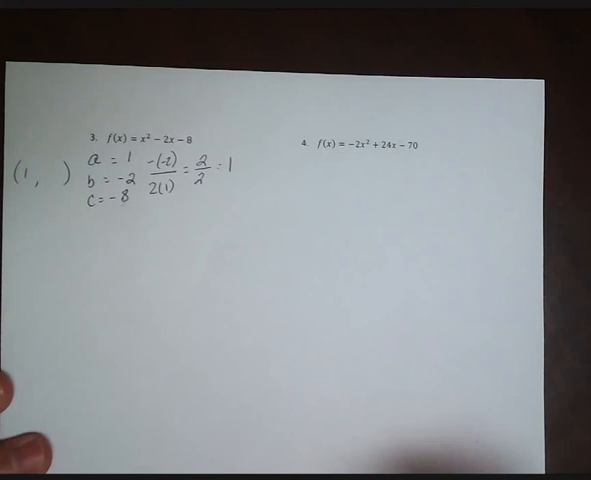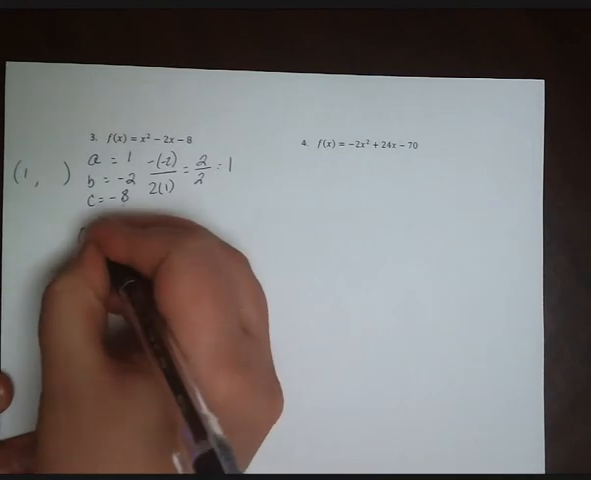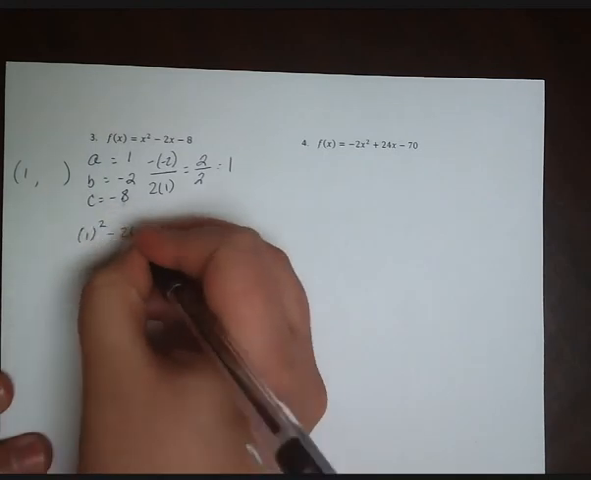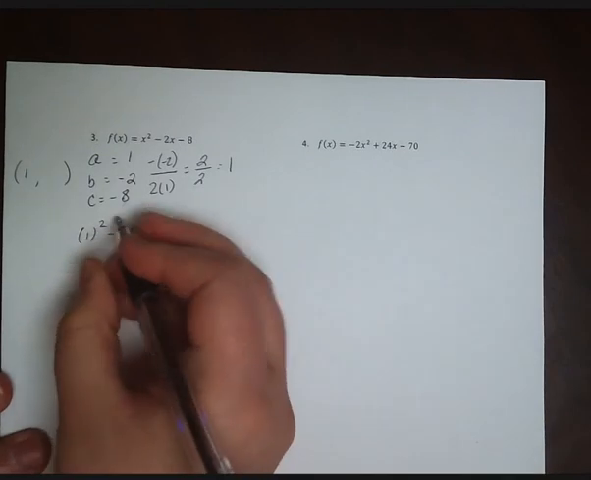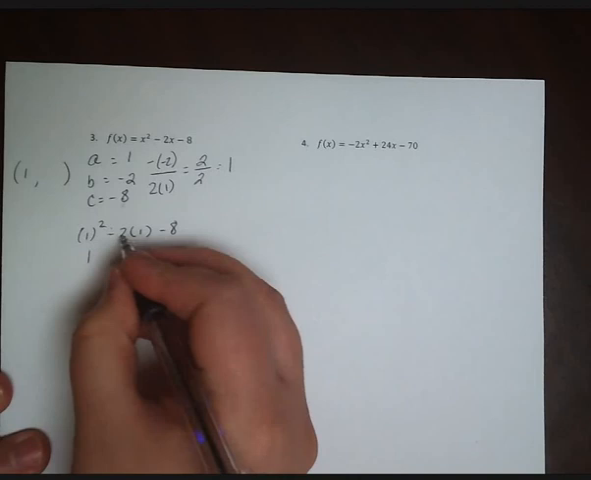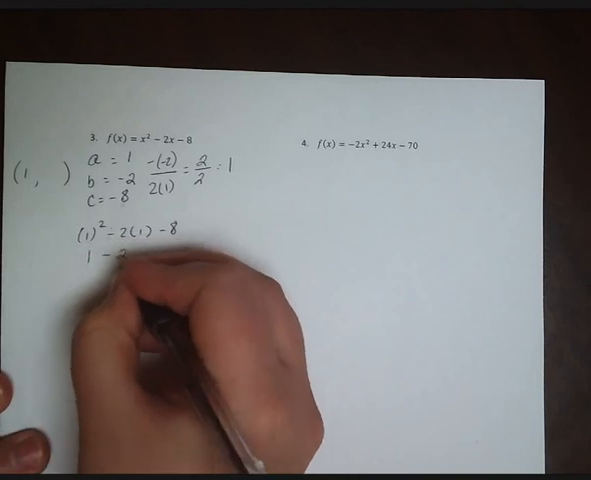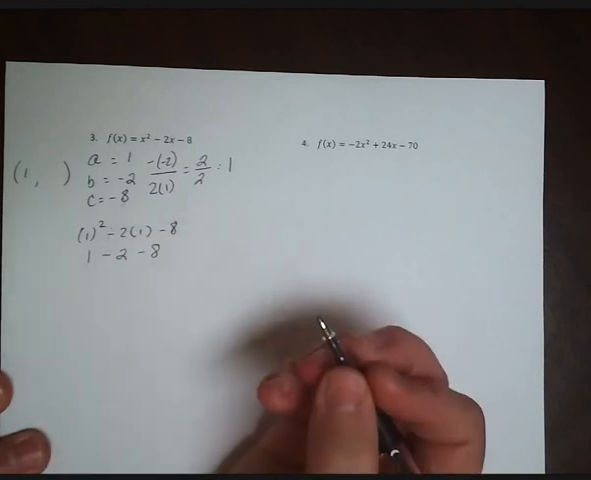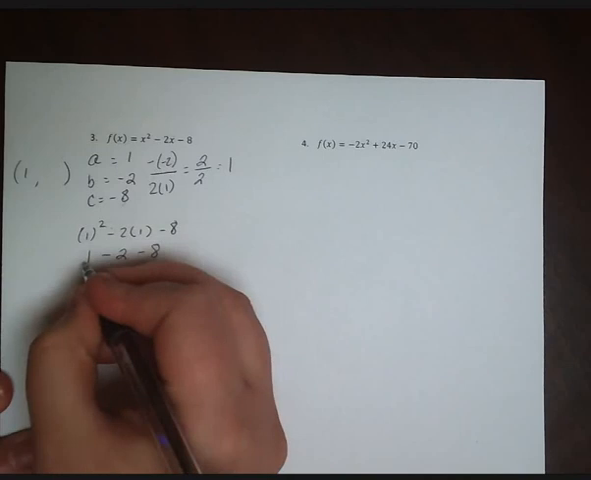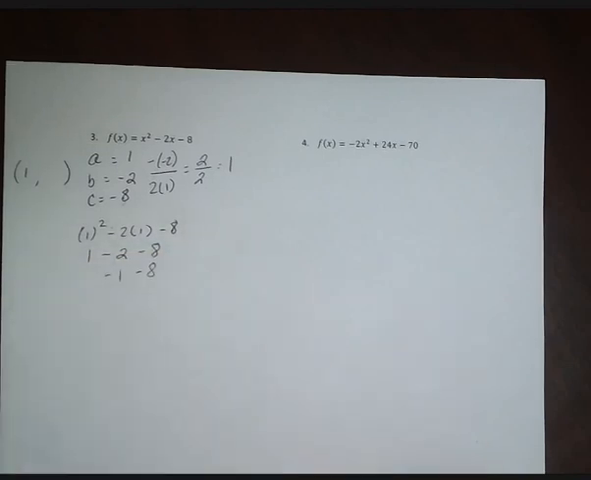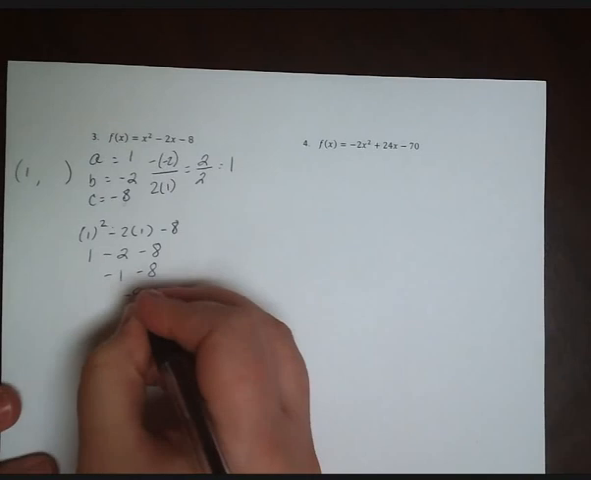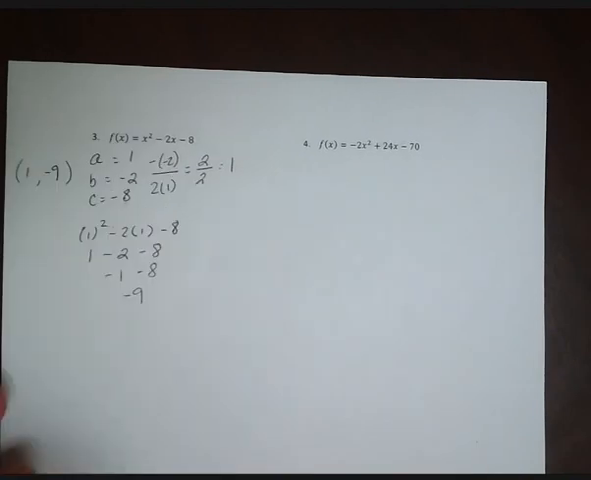Then we plug that 1 in place of x in our equation. So 1 squared is 1. Negative 2 times 1 is negative 2. Bring down your negative 8. So 1 minus 2 is negative 1. And negative 1 minus 8 is negative 9. So our vertex is 1, negative 9.